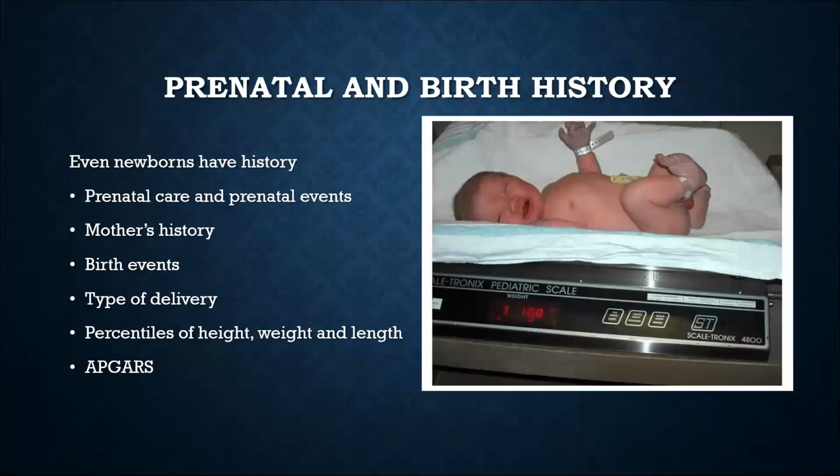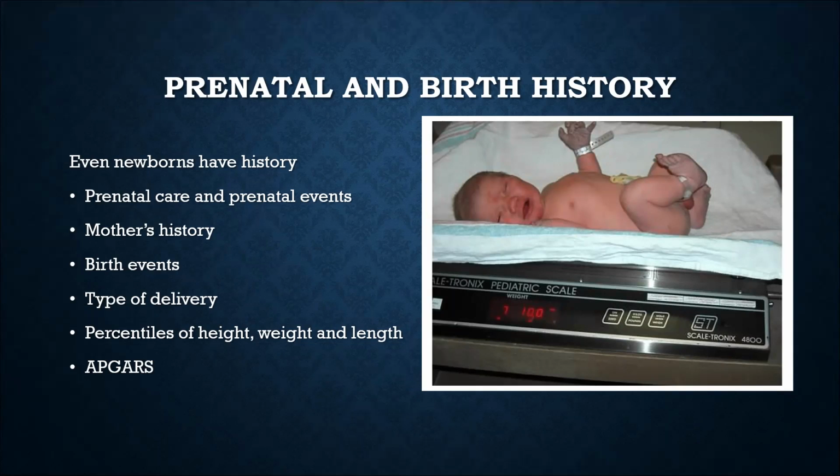So we're going to look real quickly at prenatal and birth history. When you have the opportunity to gather this information, it can be helpful, especially when evaluating and treating the very young patients. So even newborns have a history. If you can find out anything about prenatal care or prenatal events, mother's history, if there was hypertension, surgical history during pregnancy, blood sugar issues, drug abuse, things of that nature.